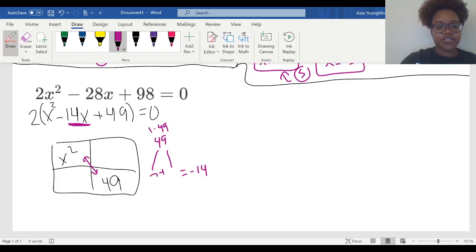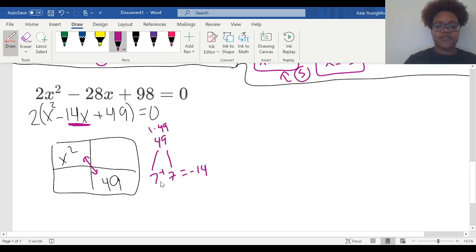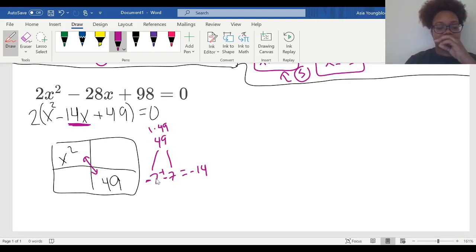So those two numbers are going to be 7. Let's verify. 7 times 7 is 49. 7 plus 7 is 14, but we need negative 14, so we have to make them both negative. Negative 7 times negative 7 is positive 49. Negative 7 plus negative 7 is negative 14.